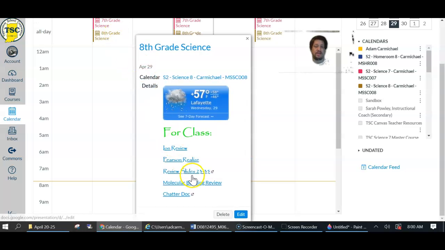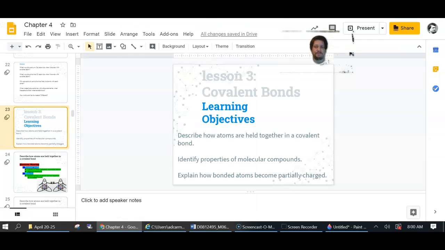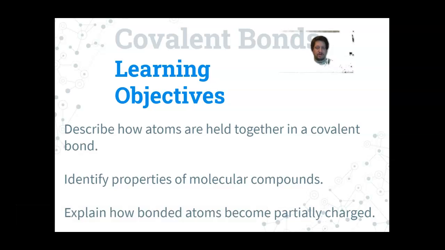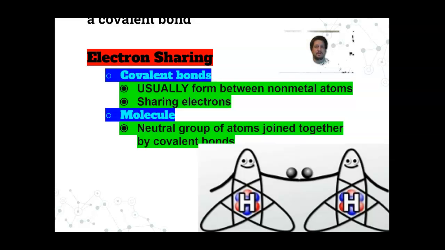Next, we're going to go over slides 23 to 35, which I'll be going over with you. They start right here. So we've talked about ionic bonds, when atoms gain or lose electrons and become charged. We're going to talk now about covalent bonds. We're going to describe how atoms are held together in a covalent bond. We'll talk about some properties there and explain how they can be partially charged, not completely like the ionic bonds. So we're talking about covalent bonds.